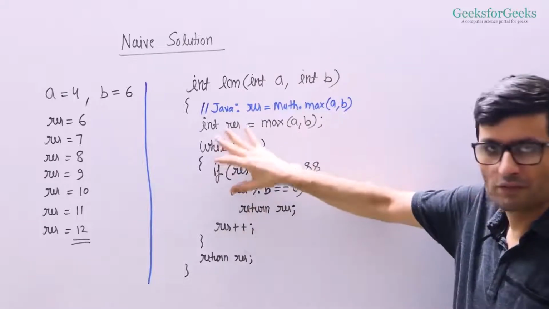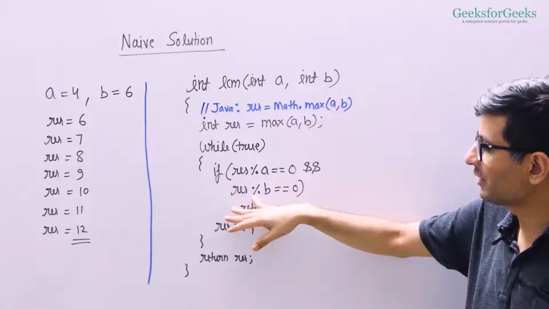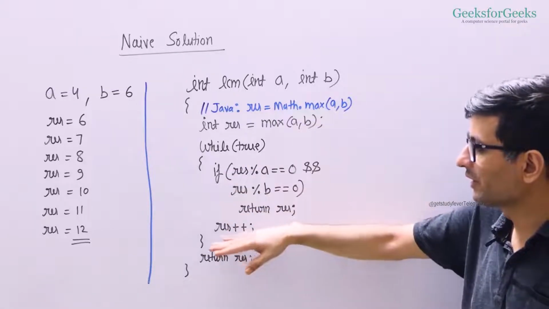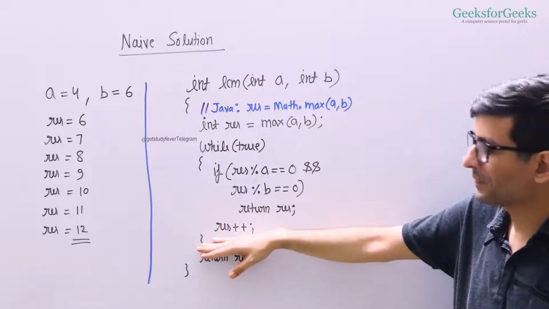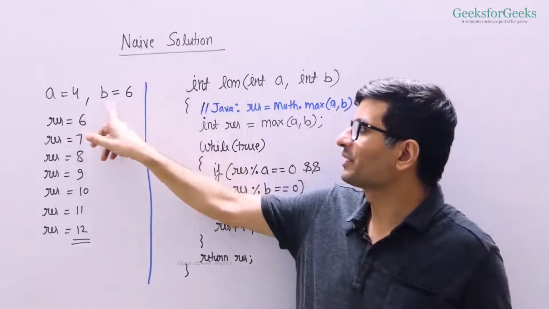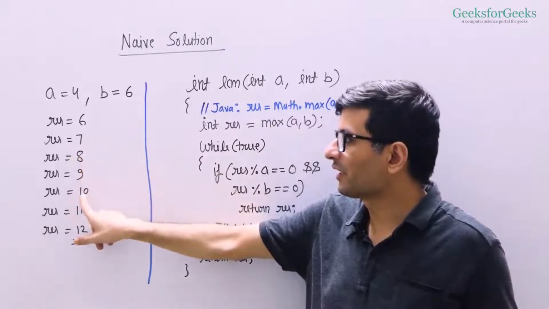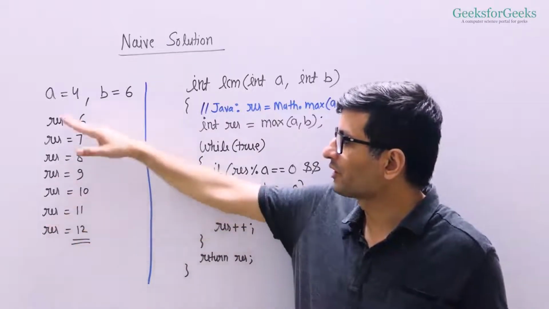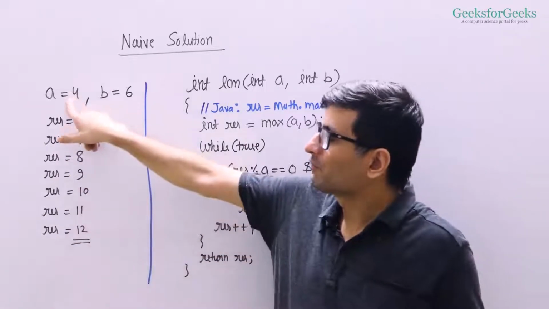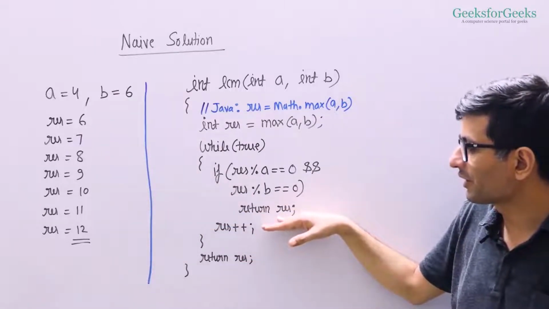Now we run a loop, an infinite loop, and we check if A divides result and B divides result, then we return result. And if they do not divide, if any of them does not divide, then we increment the result, right? And we keep incrementing the result. For A is 4 and B is 6, we will begin with 6, maximum of 2. Then we'll go to 7, 8, 9, 10, 11. So till 11, none of these numbers divide both of them, right? At 12, we stop because 4 divides 12 and 6 also divides 12. So we fall into this if condition and we return the result.